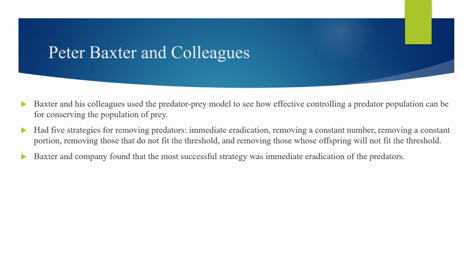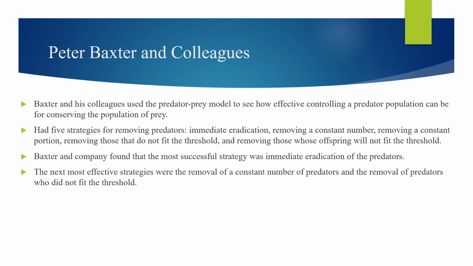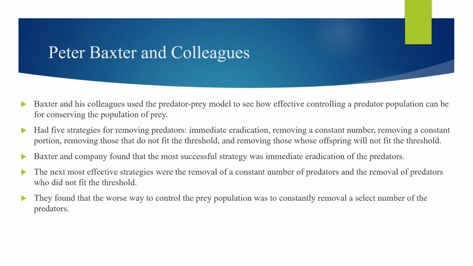They found that the most successful strategy was immediate eradication. The next most effective strategy was the removal of constant number of predators and then removing predators who didn't fit the threshold. They found that the worst way to control prey populations was to constantly remove a certain number of predators.